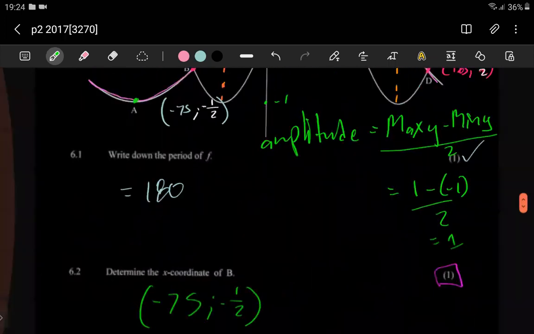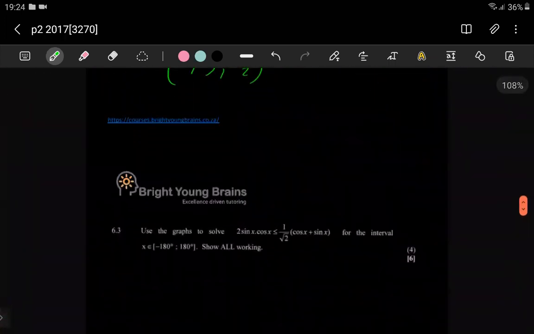Okay, moving on. 6.3 is for 4 marks. It says use the graphs to solve this inequality for the interval negative 180 to 180.